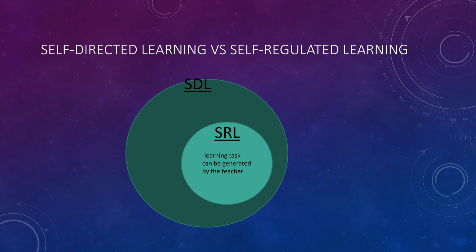Self-directed learning is more broad. It allows autonomy for the student to determine many or perhaps all of the broader targets and goals in the learning process. Because of this, self-directed learning can be thought to encompass self-regulated learning. This also means that students typically must learn how to self-regulate prior to learning how to self-direct.